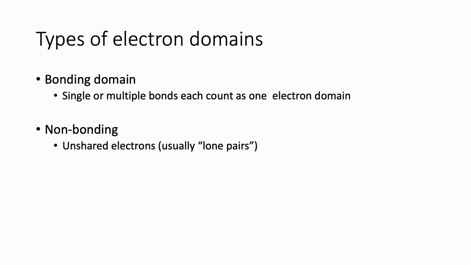The other type of electron domain we have is a non-bonding domain. These are unshared electrons. Some people call those lone pairs. I usually stick to non-bonding electrons. But again, those are going to come in pairs. So we're either going to have bonding electrons or non-bonding electrons. We've talked about those as we did Lewis structures. But the important thing to know here is that multiple bonds count as one electron domain because all those electrons are in approximately the same area.